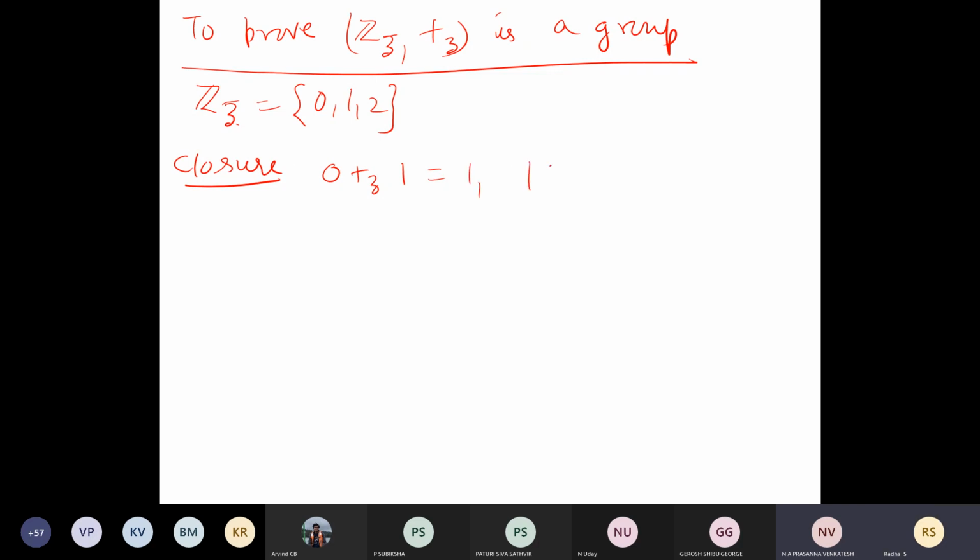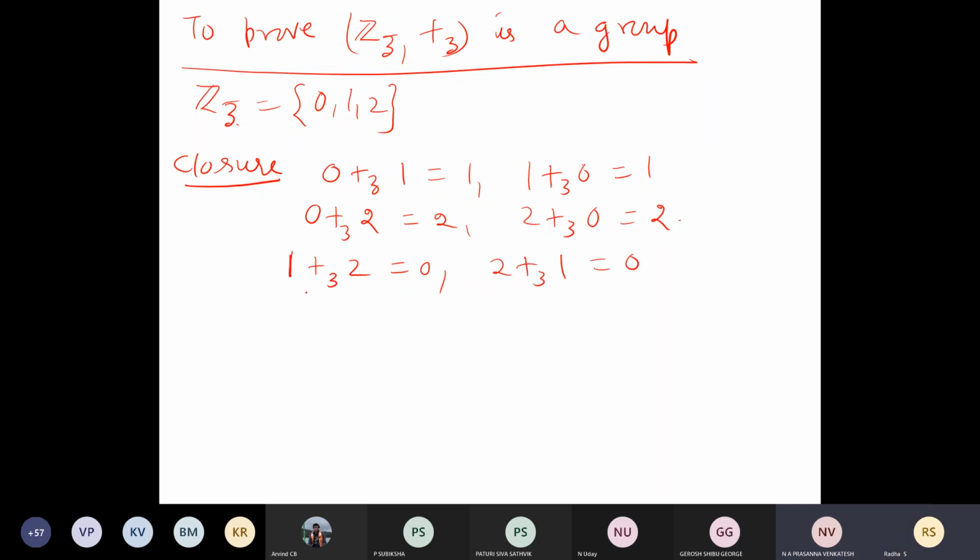Similarly, I can take the other way. 1 addition modulo 3 0, that is also 1. 0 addition modulo 3 2, that is 2. 2 addition modulo 3 0, that is also 2. So with 0, I have taken 1 and 2. Now 1 addition modulo 3 2, what is that? 0. Similarly, 2 addition modulo 3 1 is also 0.